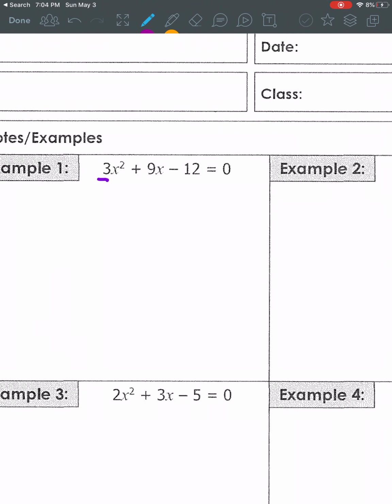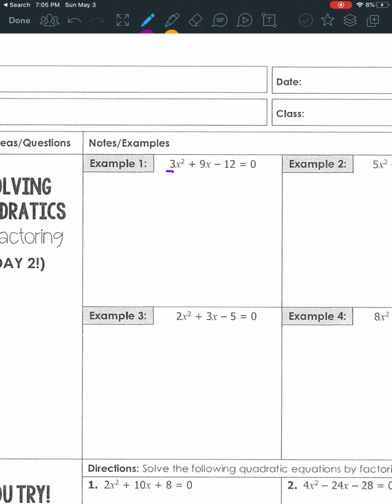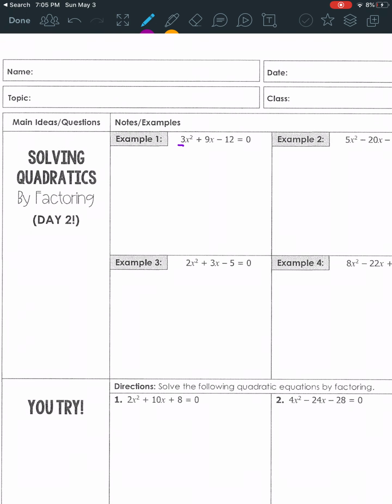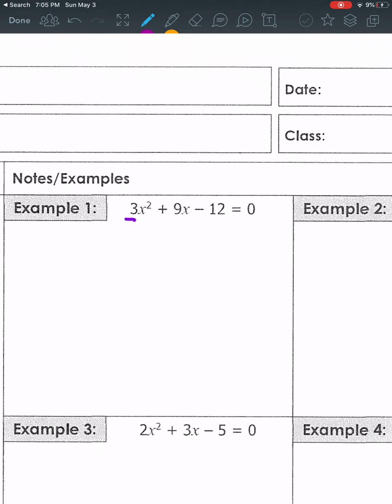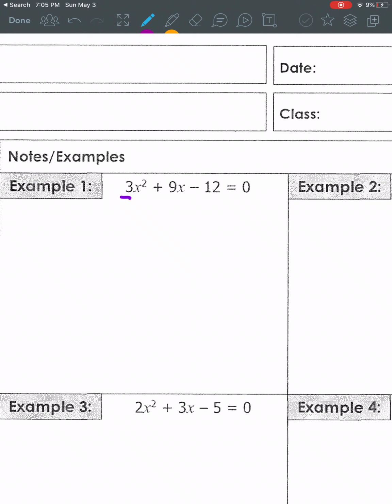All right, one more video for this week. It goes along with the exact same topic of the first video, so we're still solving quadratics by factoring, except our a value is greater than 1 in all of these examples.